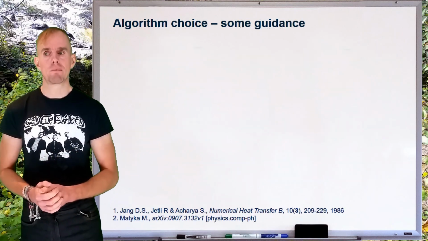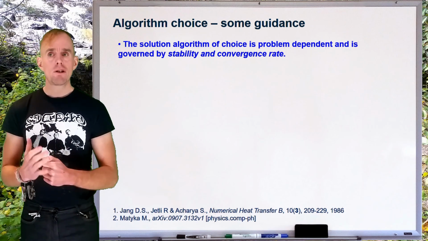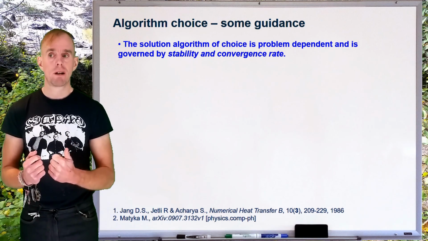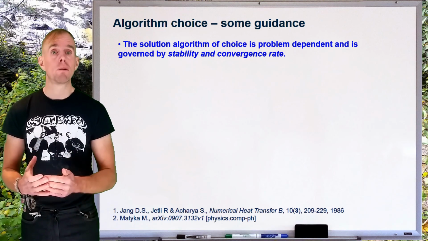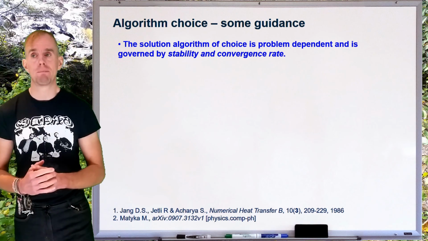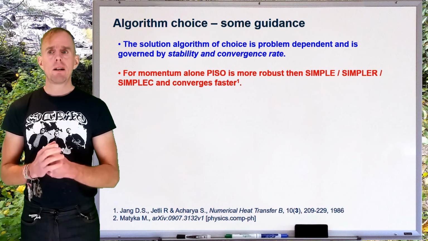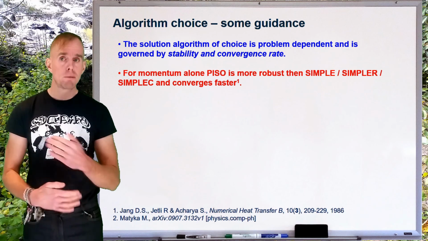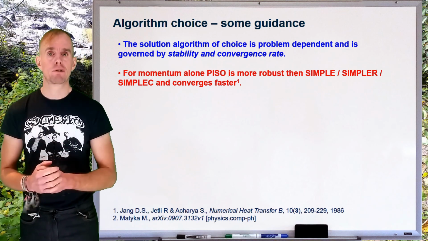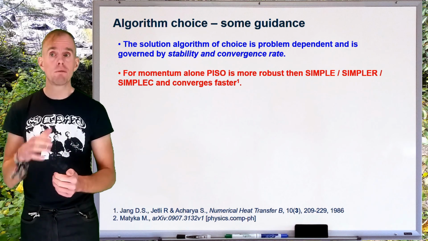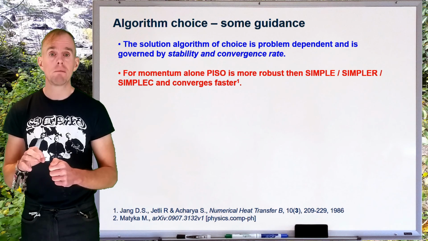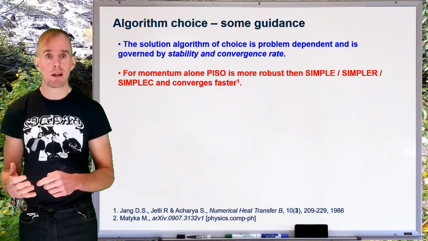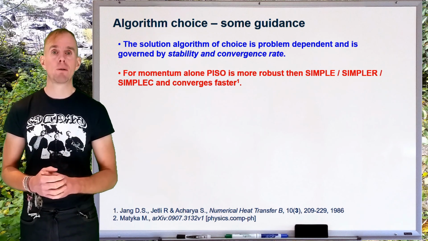So you've got some choice of algorithms. Let me offer a little bit of guidance. The solution algorithm of choice is problem dependent, and it's governed by stability and convergence rate. My first bit of advice would be use simple to start with. If simple works, fine, it's not a problem. If you're dealing with momentum equations alone, it might sometimes be advisable to try PISO. It might be more robust than simple or SIMPLER. It might converge faster. On the other hand, it just might not. I wouldn't recommend using PISO as the first solver you try. Use simple as the first algorithm that you try, and if simple works effectively, that's fine. If it's taking an age, maybe try swapping to PISO and see if it makes any difference.